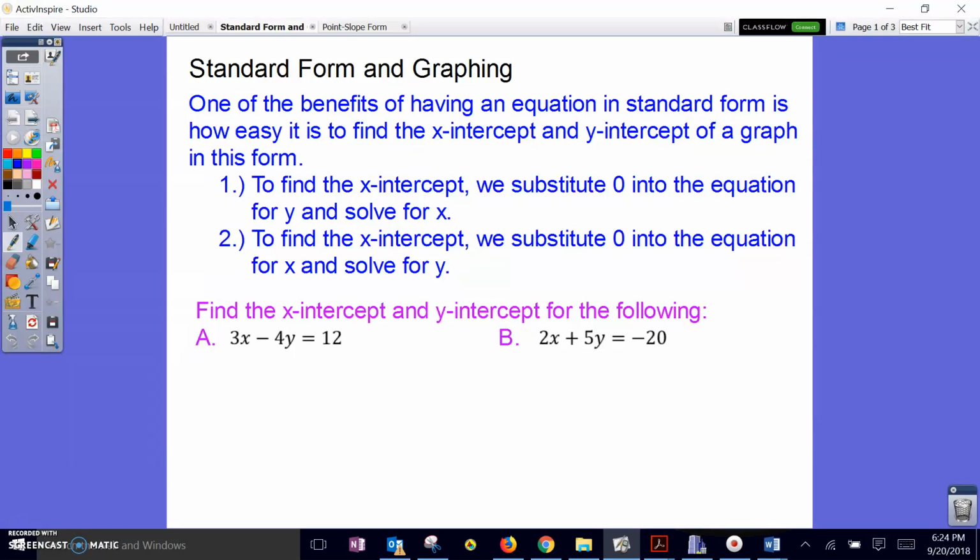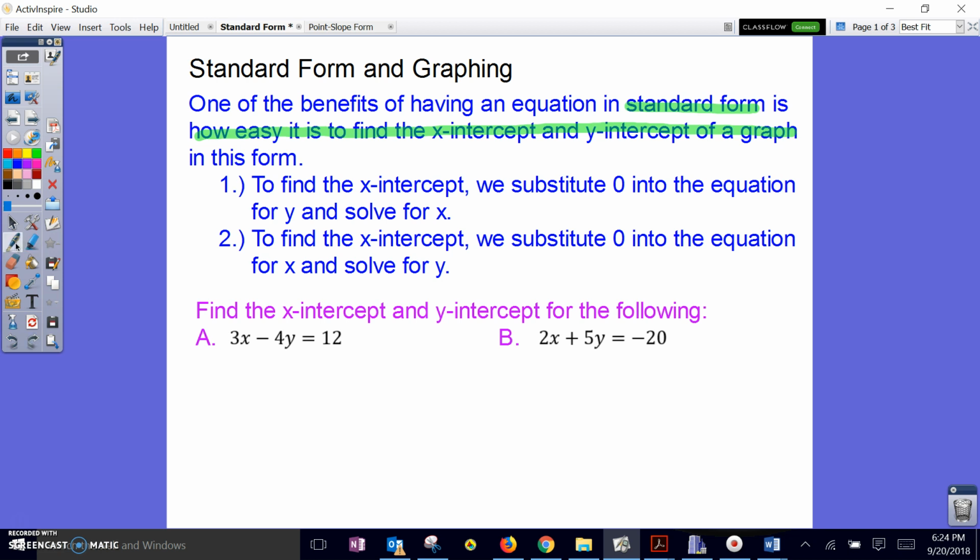Okay, welcome back everybody. In this video we're going to talk about standard form of a linear equation and graphing, how we can use standard form to graph a linear equation. One of the benefits, quite frankly, in my opinion, it's the biggest reason why we even talk about standard form these days, is how easy it is to find the x-intercept and y-intercept of a graph.